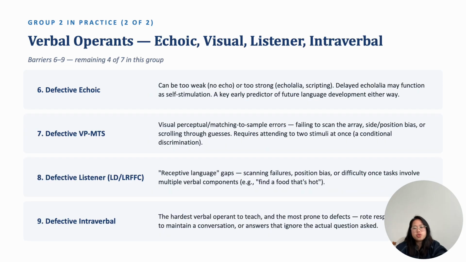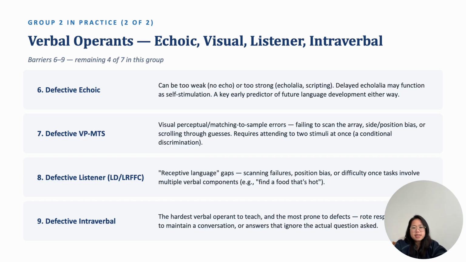So continuing group 2, defective echoic, this one can go wrong in two opposite directions. Either it's too weak, meaning no echo at all, or too strong, meaning echolalia or scripting, excessive out of context repeating of previously heard words. And delayed echolalia in particular may actually function as a form of self-stimulation. So either direction, echoic skill is a key early predictor of how language development unfolds.